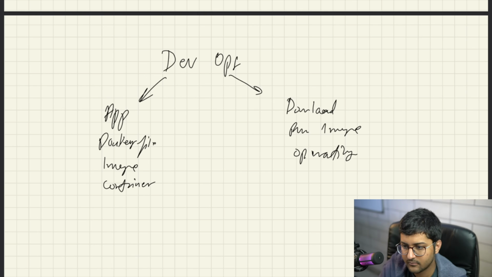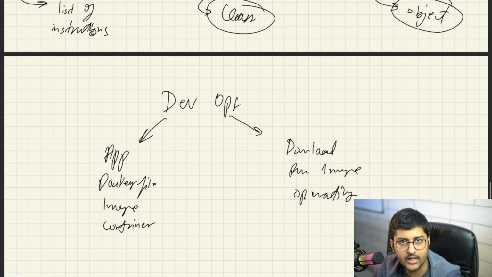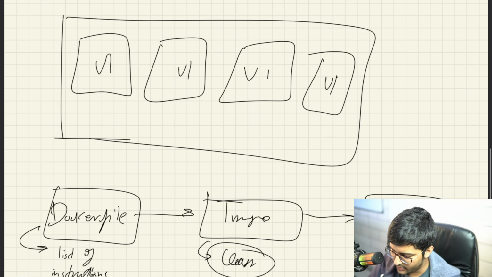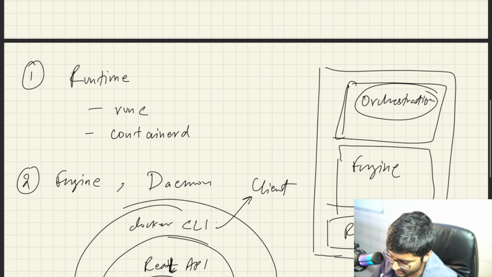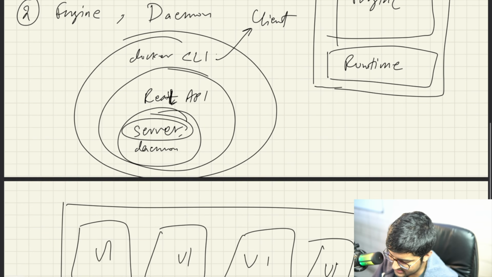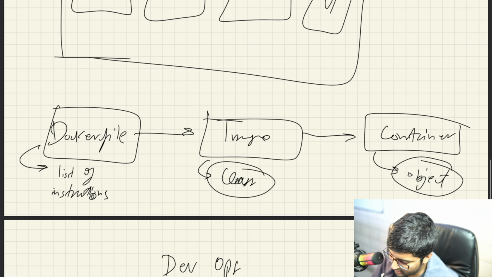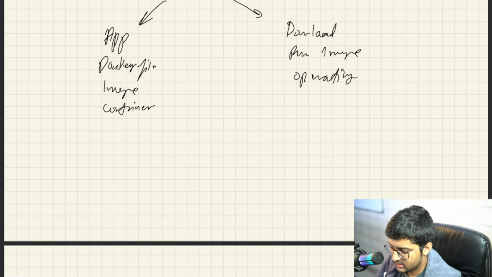Cool. Let's do a little bit of hands-on shortly, so that you'll get a clearer understanding of what images are, what a Dockerfile is, and how containers run. So let's move on to it. Let me just revise what we have done so far. We learned about runtime, what they are. We learned about the engine, daemon, Docker, and then we learned about Dockerfile, image, and container. Okay, cool. So let's move forward.